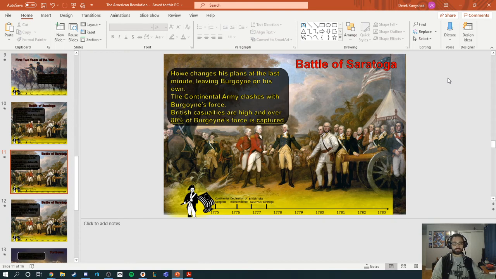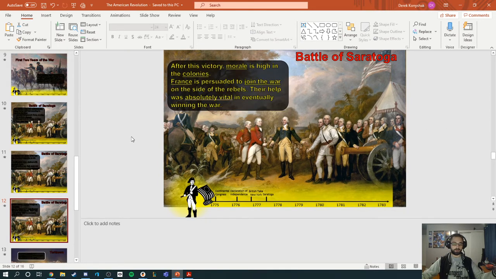And then as the battle progresses, more people show up for the Continental Army, and they're able to win in the end. And so at the end of the Battle of Saratoga, the British casualties are very high, and most of Burgoyne's forces surrender and are captured. So we have these two huge British forces, and now one of them is basically completely wiped out. This is considered a big turning point in the war. And this had a couple different effects.